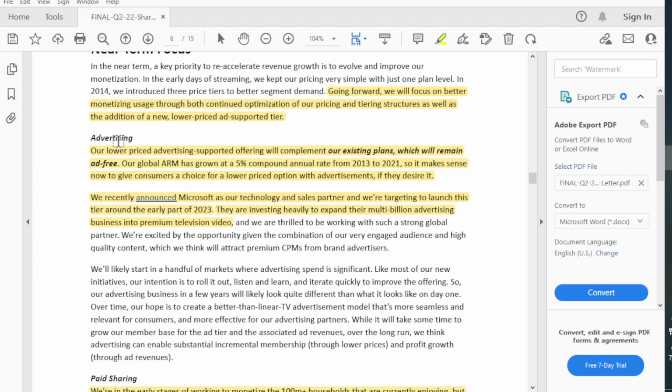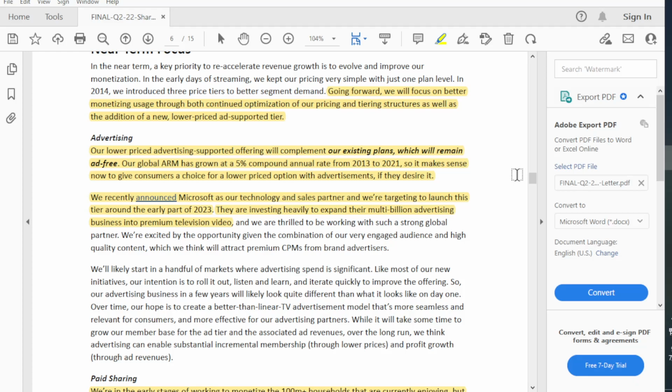So now they talk about advertising. So it says, our lower-priced advertising supported offering will complement our existing plans, which will remain ad-free. Our global ARM has grown at a 5% compound annual rate from 2013 to 2021. So it makes sense now to give consumers a choice for a lower price option with advertisements if they desire it. So we're basically going to get another tier of pricing, and it's going to be with advertising.